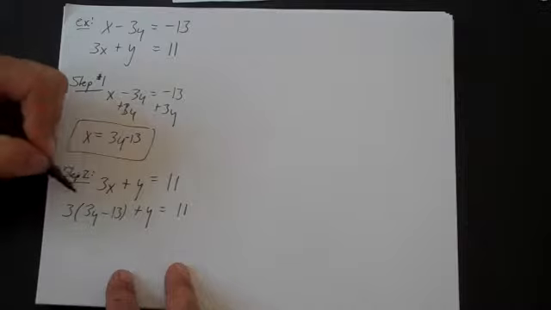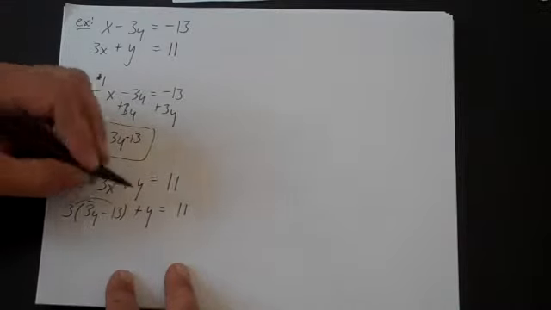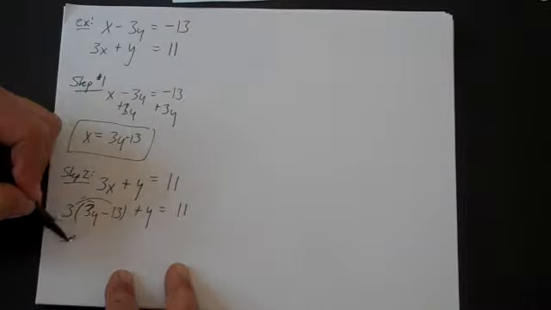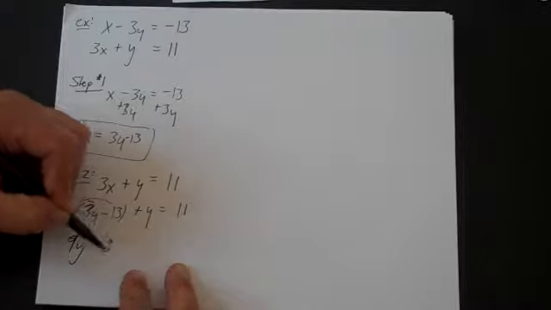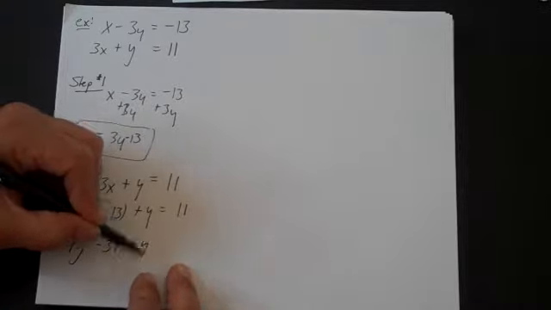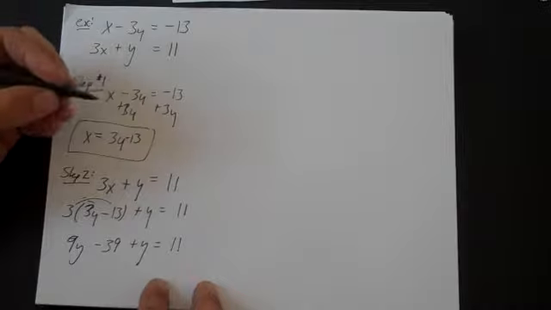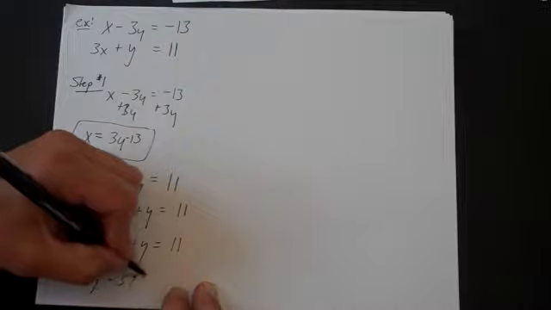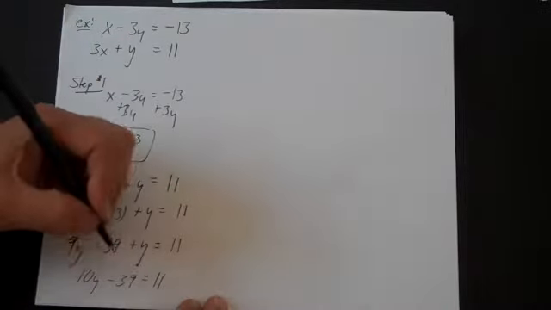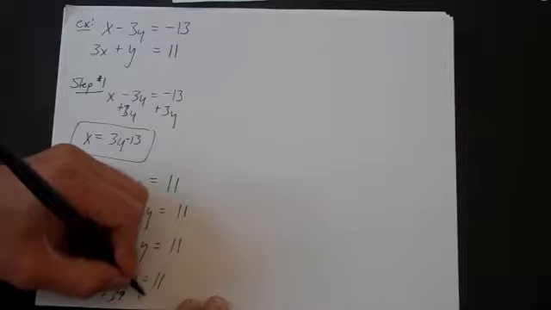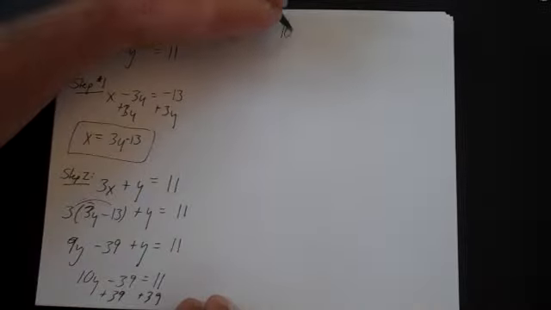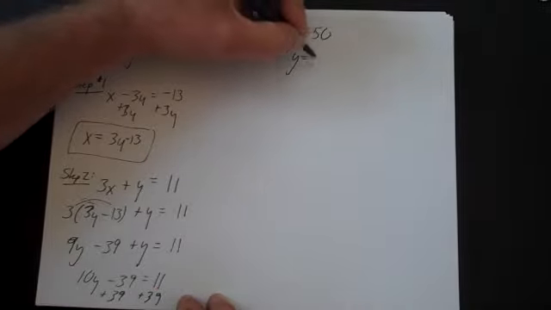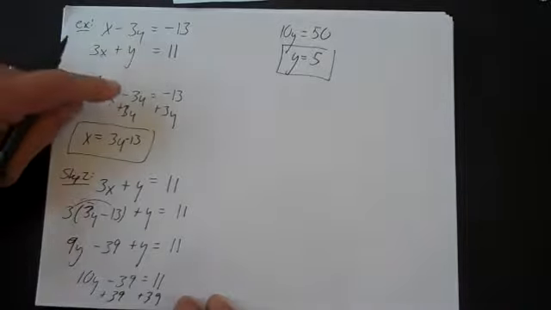And now I just solve. So I distribute. That's 3 times 3y, so that's 9y minus 39 plus y is equal to 11. The 9y and the y, that's 10y minus 39 is equal to 11. I'm going to add 39 to both sides, and I get 10y is equal to, that's 30, 40, 50. y is equal to 5. And that's the end of step 2, and that's part of my final answer.